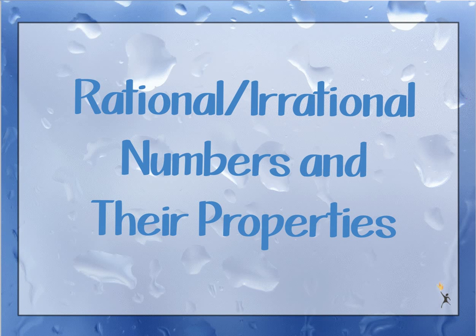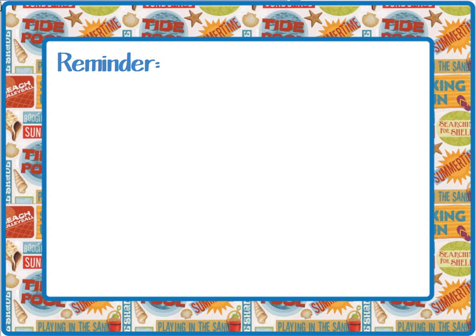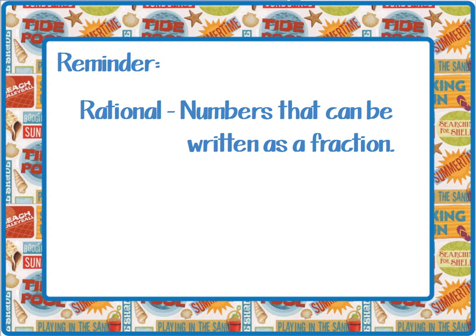Today we're talking about rational and irrational numbers and some of the properties that go with them. Quick reminder before we get too far into this: a rational number is a number that can be written as a fraction. This includes all integers, right? Positive and negative whole numbers, because you can put them over 1 to create a fraction. It includes all fractions, of course, since they're already in fraction form, and all decimals that end or repeat.